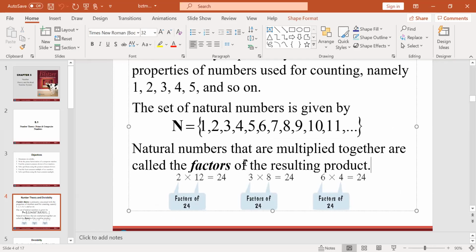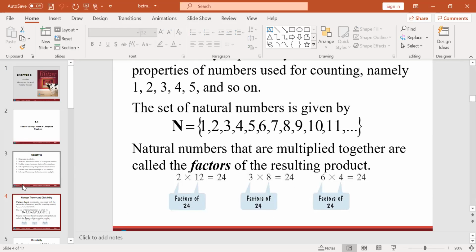Whenever you multiply natural numbers together, you call each of the individual pieces factors. 2 times 12 is 24. So 2 and 12 are factors of 24. But you'll notice 24 has other factors, 3 and 8, 6 and 4. All of those serve as factors.